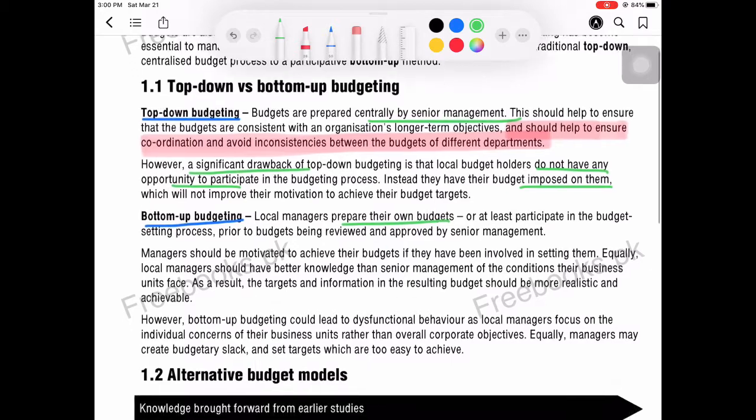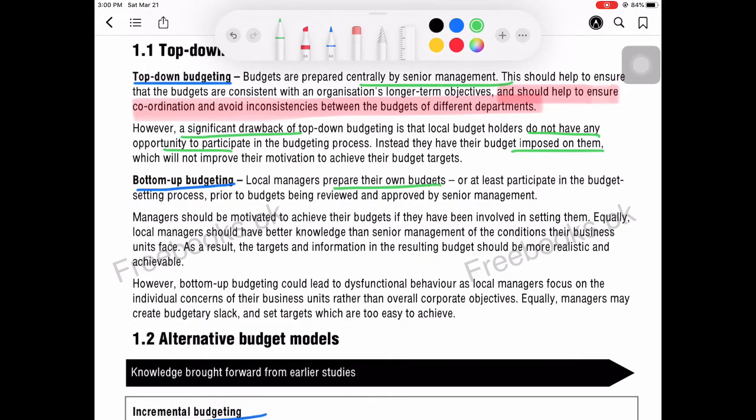Next comes bottom up budgeting. Local managers prepare their own budgets or at least participate in the budget setting process prior to budgets being reviewed and approved by the senior management.